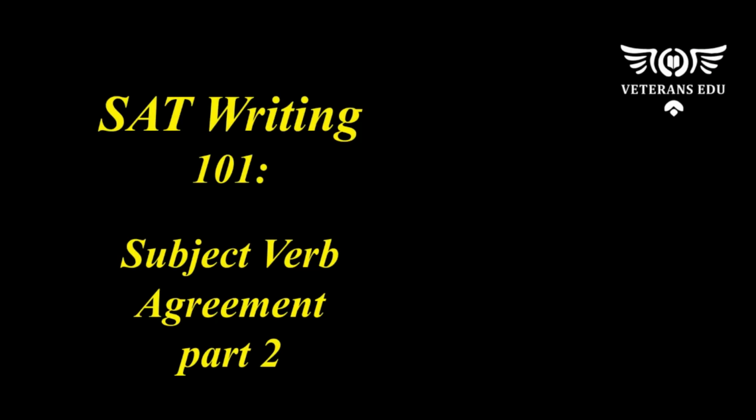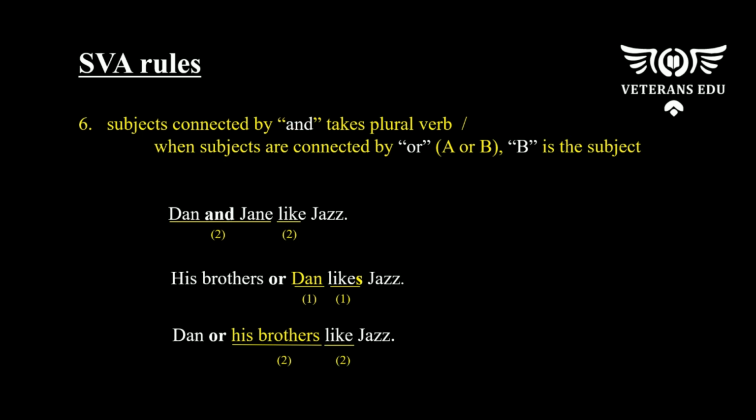Let's continue with our lesson on the subject-verb agreement rule. Last class, we talked about the 5 basic rules. Today, we're going to learn about 5 more. Rule number 6. Subjects that are connected by the word and take a plural verb. For example, Dan and Jane like jazz because the subject is 2 people.